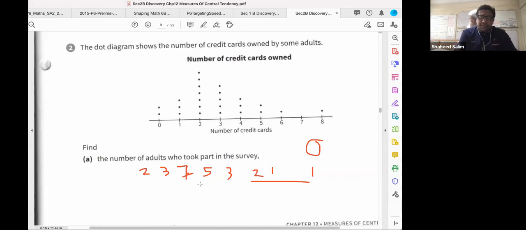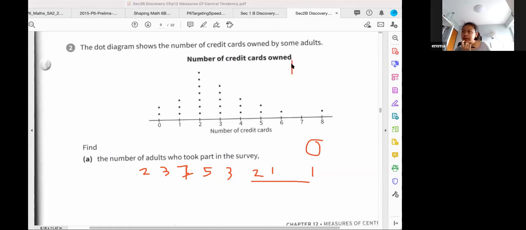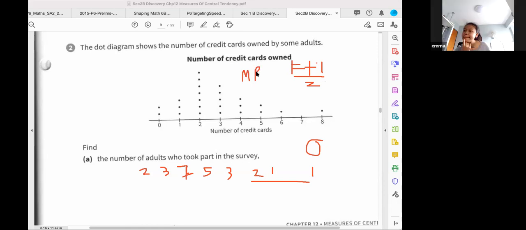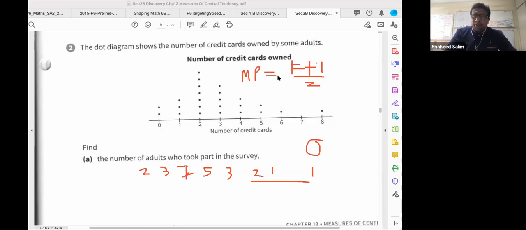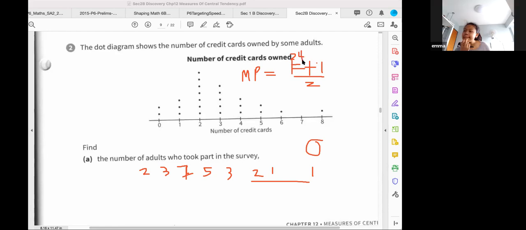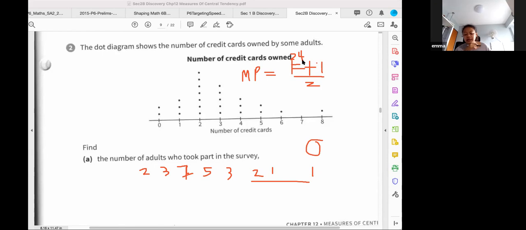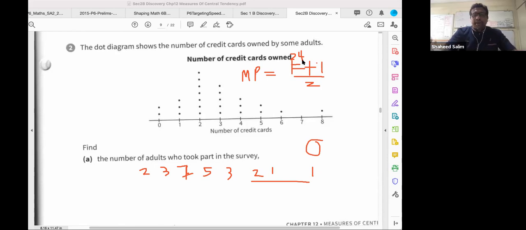You must find out which position is the median position. What's the formula to find the middle position? Take frequency plus 1, divided by 2. Always, when you want to find position, the frequency is the number of people, whatever, plus 1, divided by 2. So 24 plus 1 divided by 2 is 12.5.